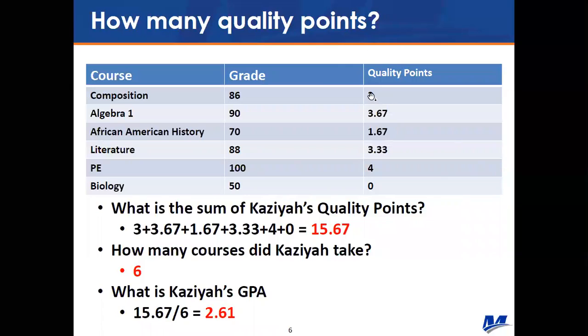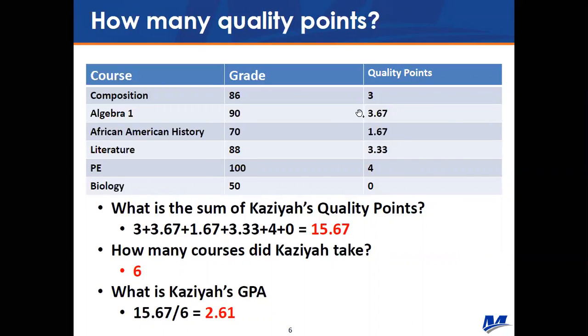So when we do that, we notice that the 86 is a 3, the 90 is 3.67 quality points, and so on and so forth. All right, for the 50, we see that she didn't get any quality points, and that's just how it goes. So overall, she did well in her classes, but as you can see, you only get quality points for the classes that you pass, and even though she didn't get a complete 0 of a grade, she is not receiving any quality points because the 50 is now F, okay?